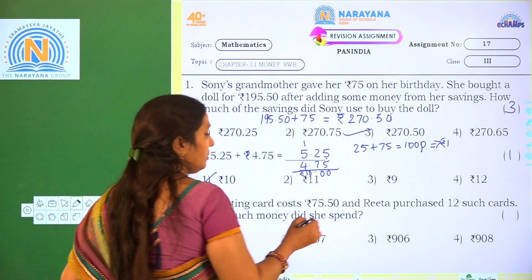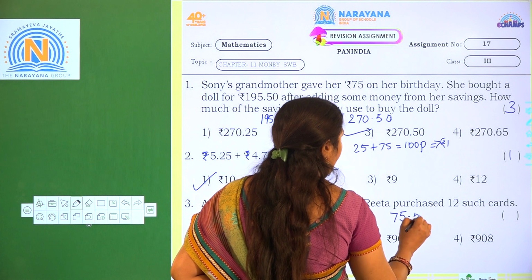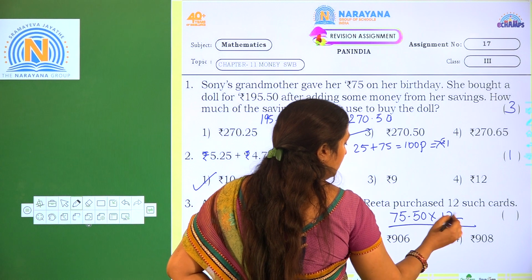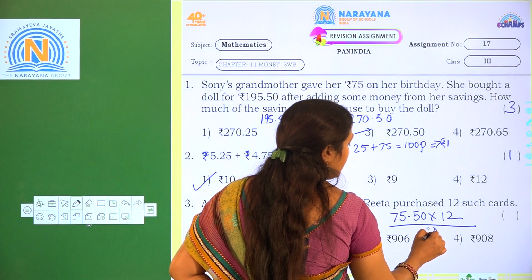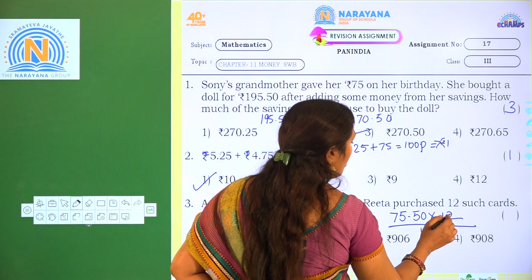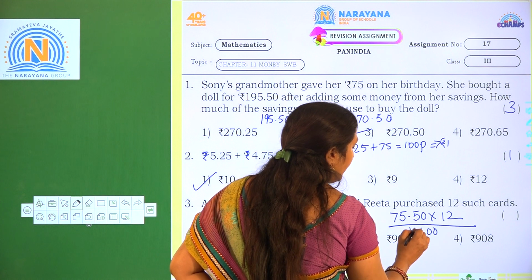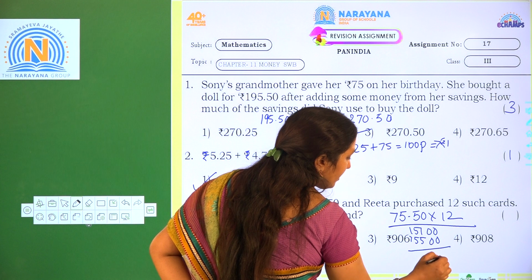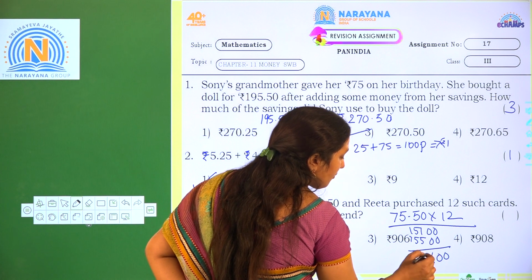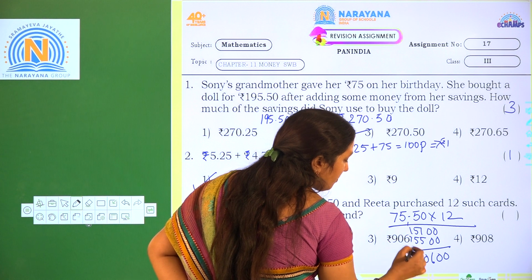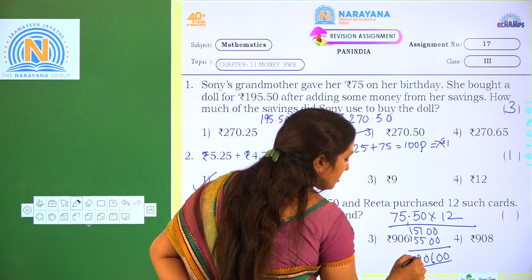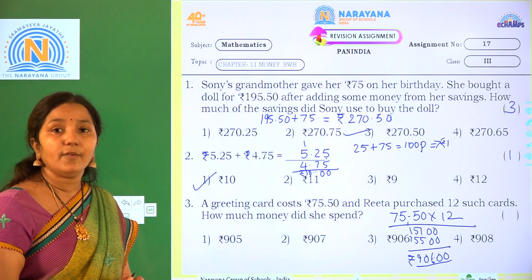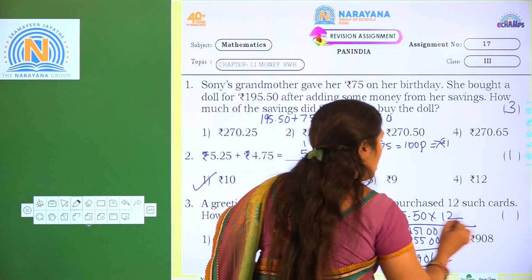So here, ₹75.50 into 12. 2 zeros 0, 2 fives 10, carry 1, 2 fives 10 plus 1 is 11, carry 1, 2 sevens are 14 plus 1 is 15. The ones place should be 0. Then 1 5 plus 6, 5 plus 5 is 10, carry 1, 1 plus 1 plus 7 is 9. 906 rupees. What is the answer? 906 rupees. So the cost of 12 such cards equals 906 rupees, which is the correct option. Option 3.